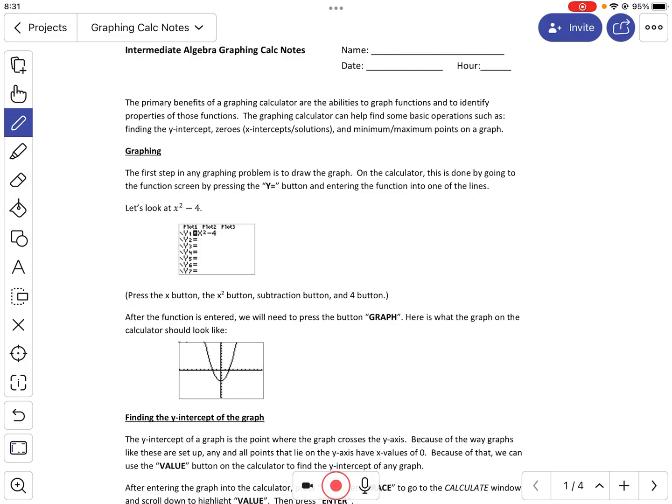Graphing. The first step in any graphing problem is to draw the graph. On the calculator, this is done by going to the function screen by pressing the y equals button and entering the function into one of those lines. Let's take a look at that.